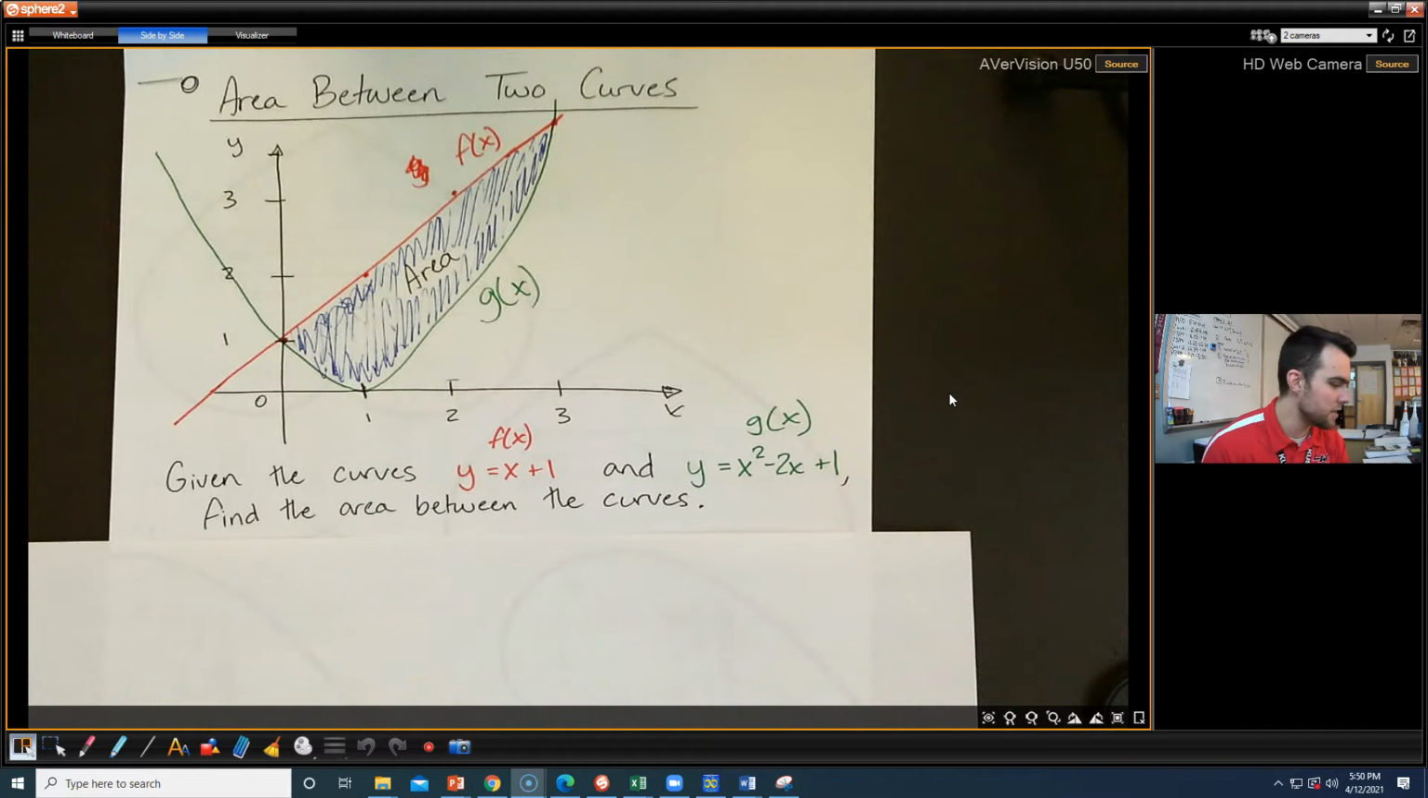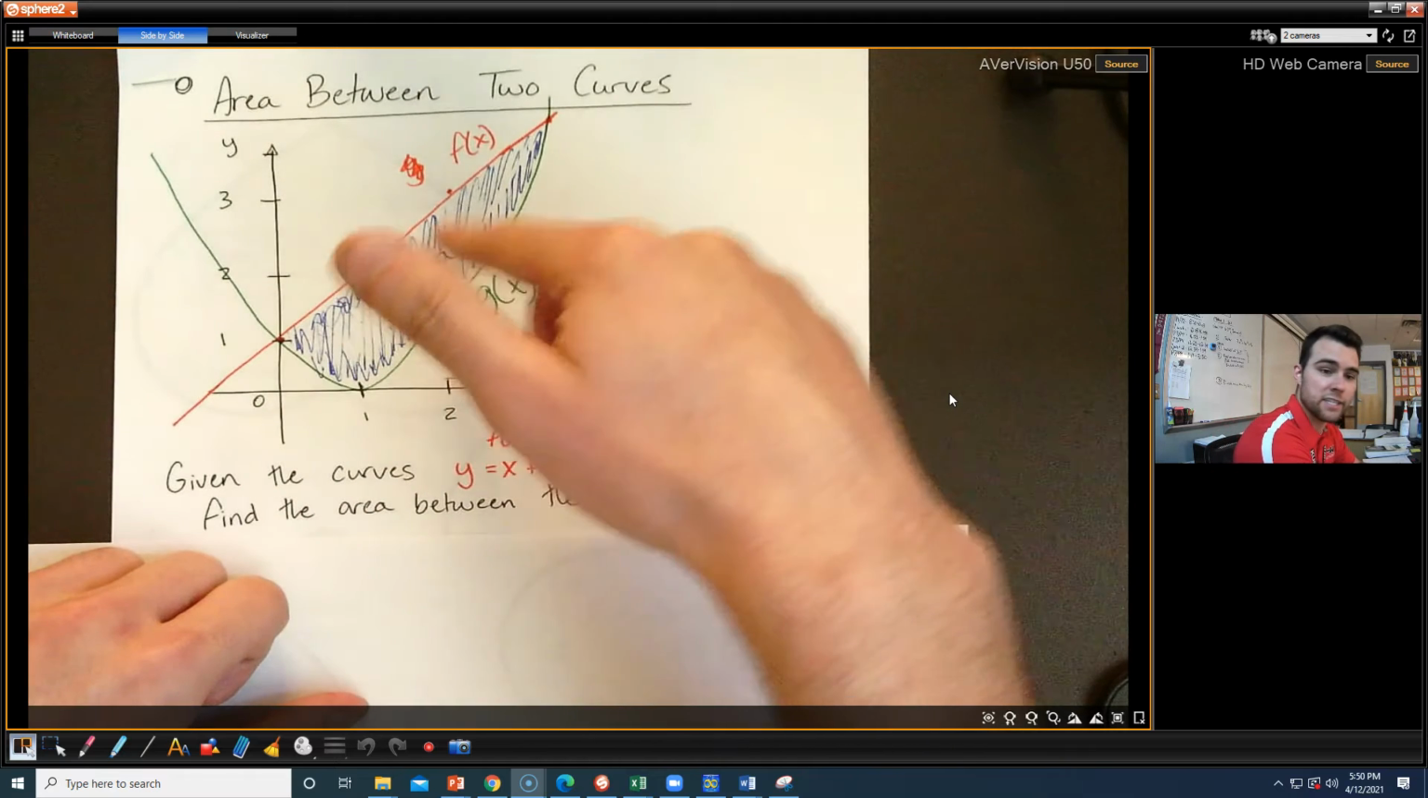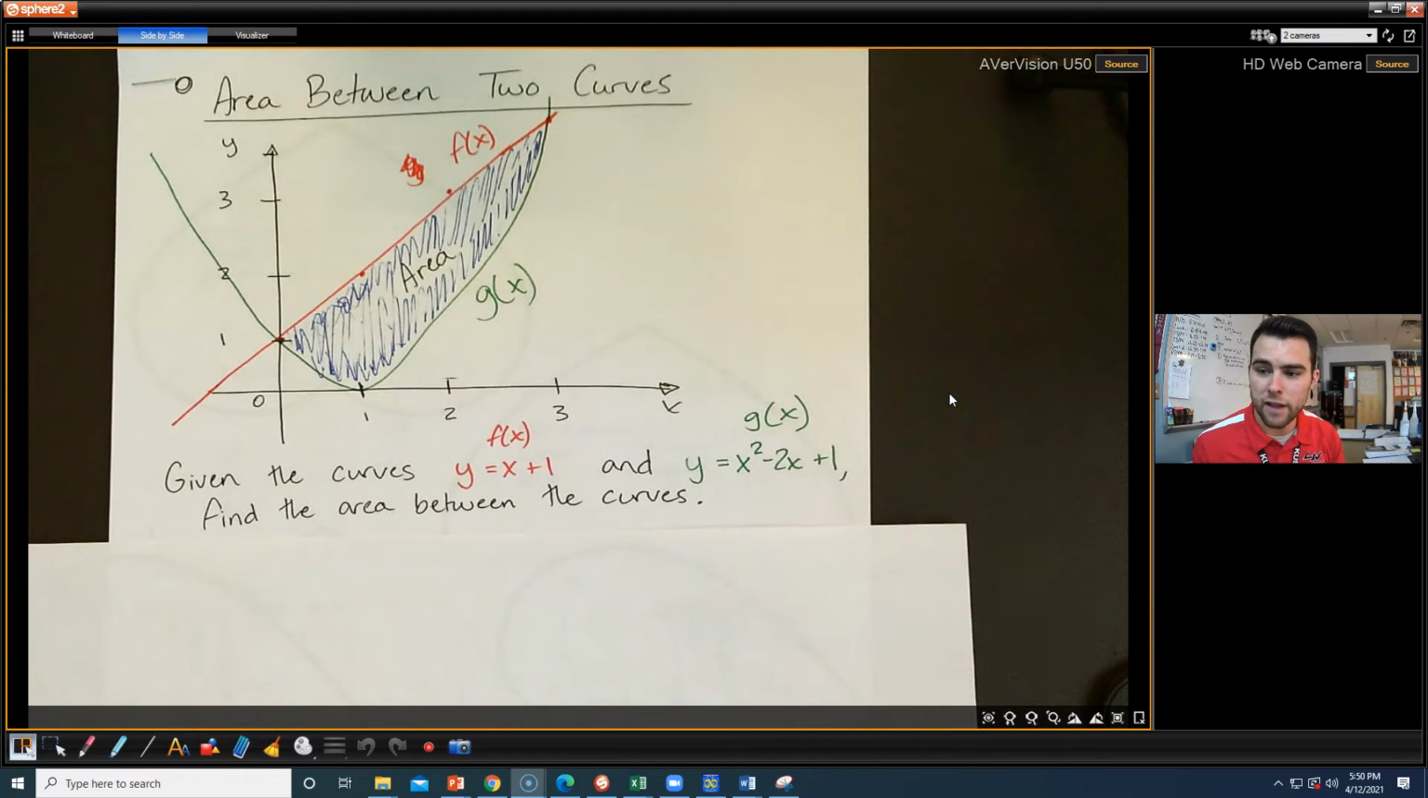Today what we're going to do is look at the area between two curves. Up to this point we have just been looking at the area underneath a curve. But what if I present you with something like this? We have two functions, f of x and g of x, and sandwiched in between is this nice little area that we'd like to find.